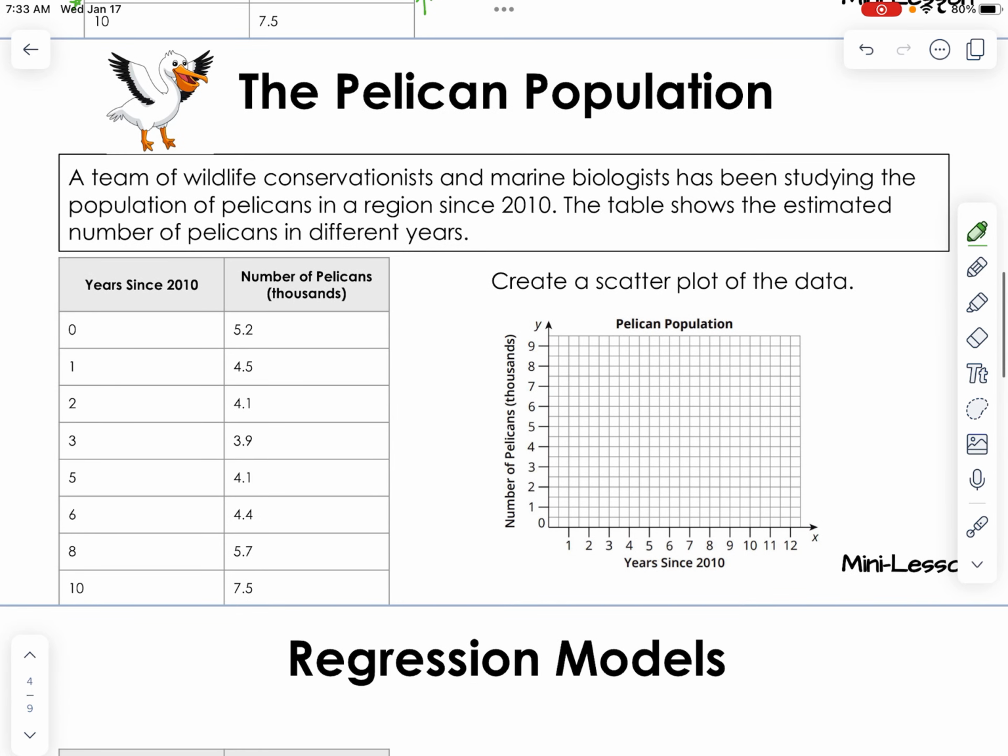Now let's actually plot this and see if we get a better idea of the shape. So I'm going to start, we've got (0, 5.2), (1, 4.5), (2, 4.1), (3, 3.9), (5, 4.1), (6, 4.4), (8, 5.7), and (10, 7.5).